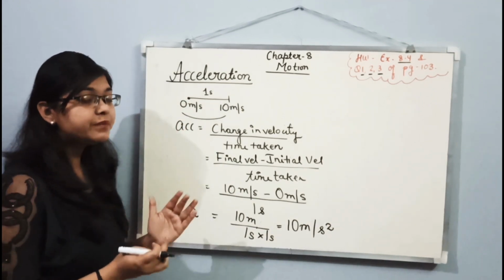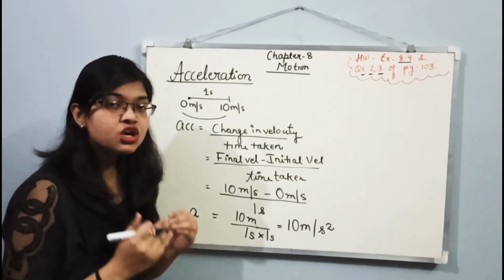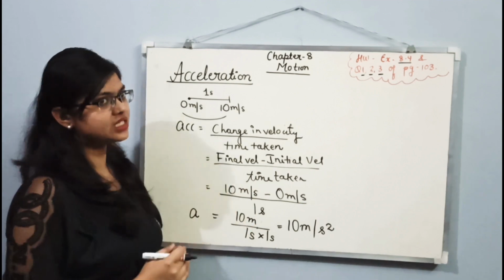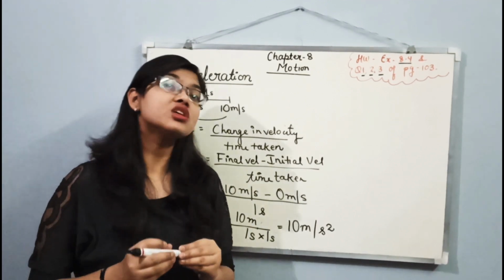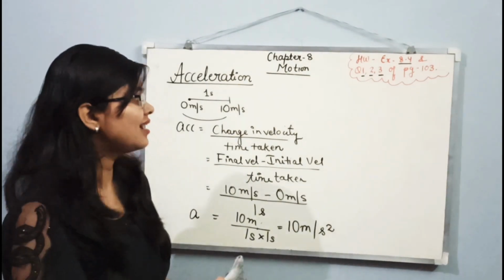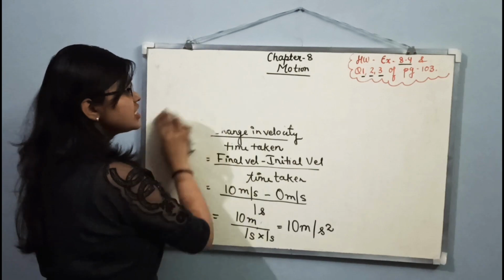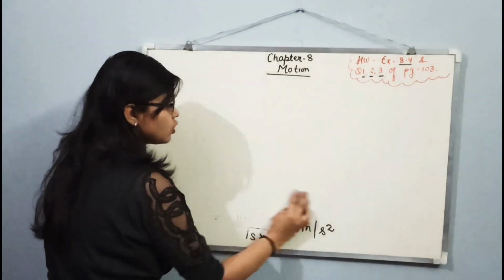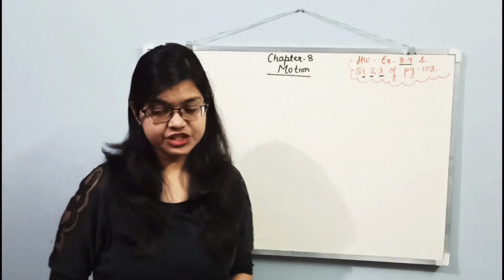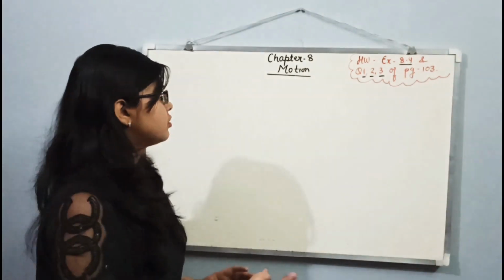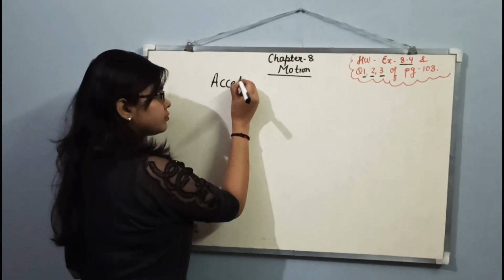Now here what is happening? Here my velocity is increasing. So when the velocity or the speed increases with time, then such kind of acceleration is known as positive acceleration. I'll make you understand this. Students, whenever you are copying these notes from the board, you can pause my video and you can copy all the notes.